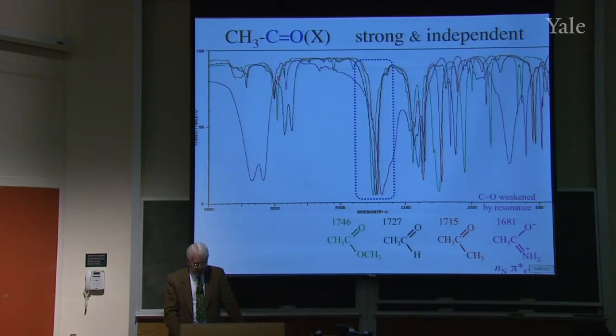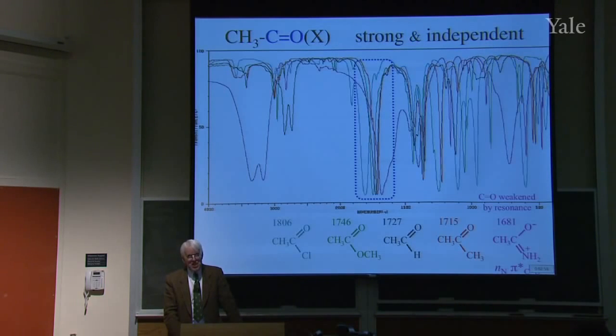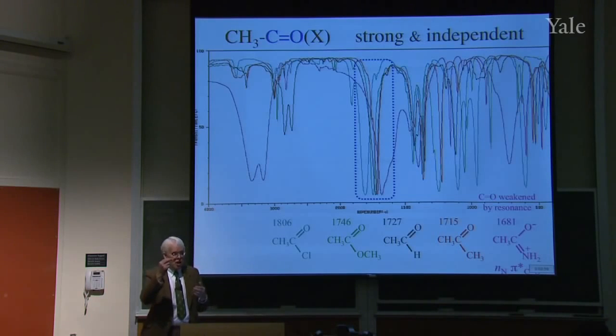Now, how about if we put a halogen on there, like chlorine, right? That's higher still, 1806. It's true, its electron pair is lower, so it won't mix as much. It won't weaken it as much as nitrogen did. But why does it strengthen it to have a halogen there?